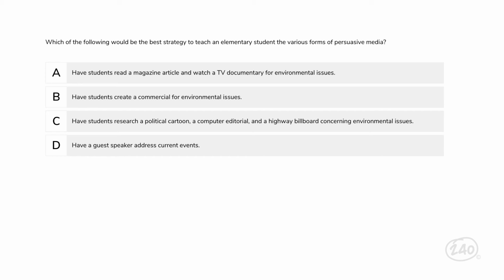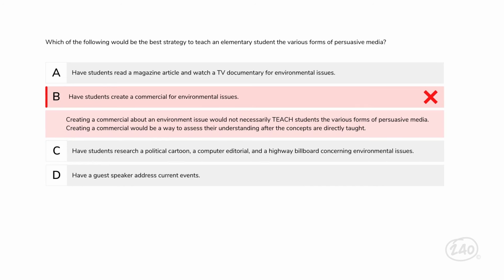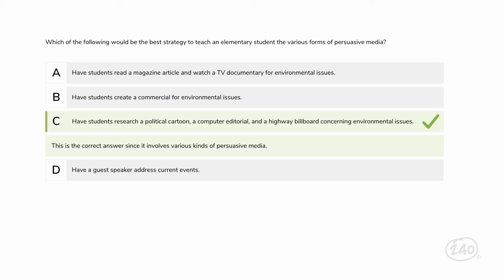We talked about having students make their own ads, so I thought this was the answer. But the question feedback feature helped me realize that creating a commercial wouldn't necessarily teach students about persuasive media. Rather, it would be a good way to assess their understanding. So this is actually the answer, since it involves various kinds of persuasive media. Are you ready for your last question?